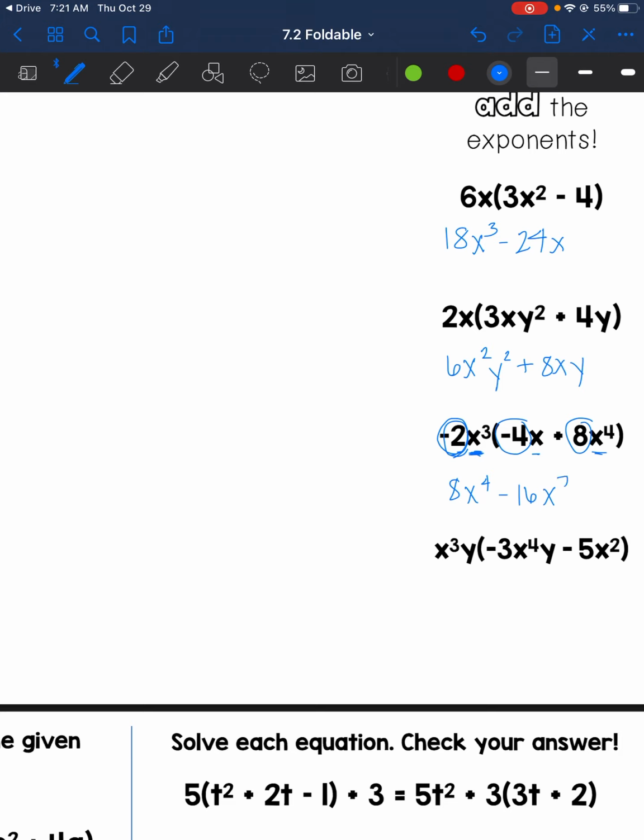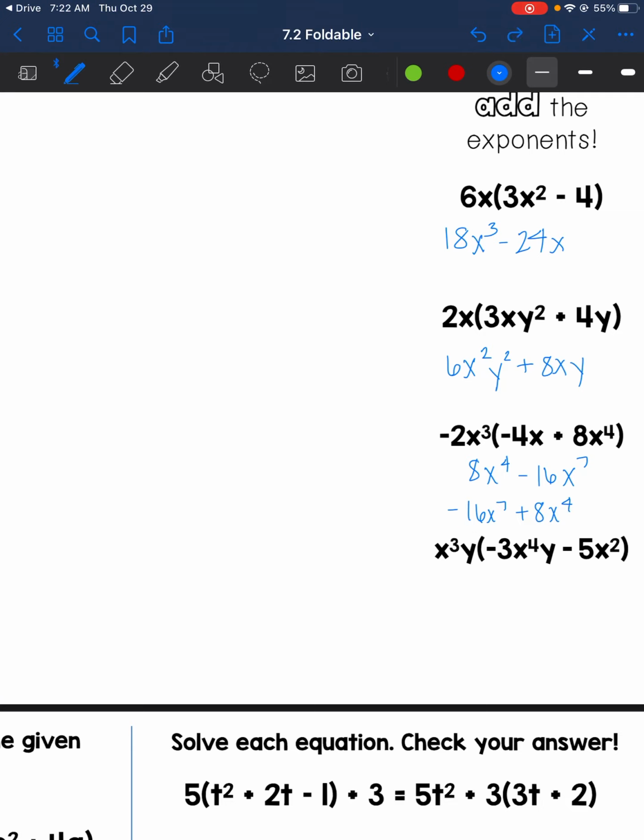Okay, and so there we did our multiplication. However, we like to always write these in standard form, and since the exponent on the second one's higher than the first one, we're just going to switch these places. So we're going to have negative 16x to the 7th plus 8x to the 4th, and this will be our final answer here.